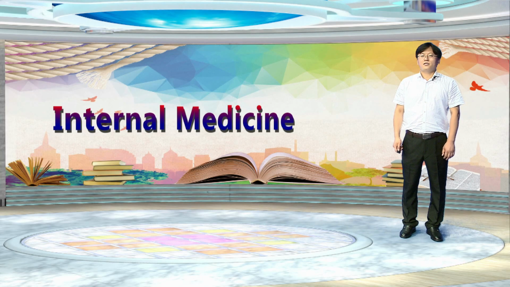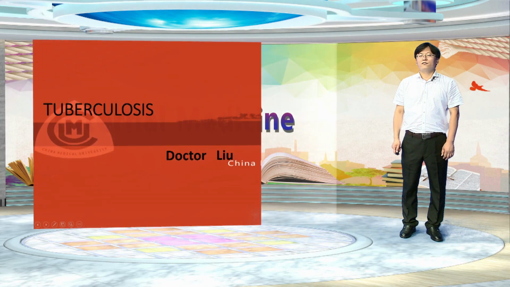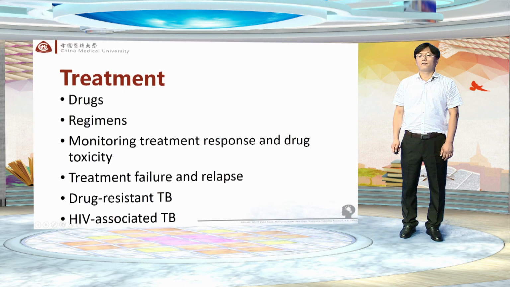Finally, let's take a look at the treatment of tuberculosis. To treat patients with tuberculosis, we need to consider a lot of things, like what drug we should use, what regimens we should choose, and we need to monitor the treatment response and drug toxicity. What if the patient has treatment failure or relapsing TB? And we also need to consider drug-resistant TB and those TB patients with HIV infection.